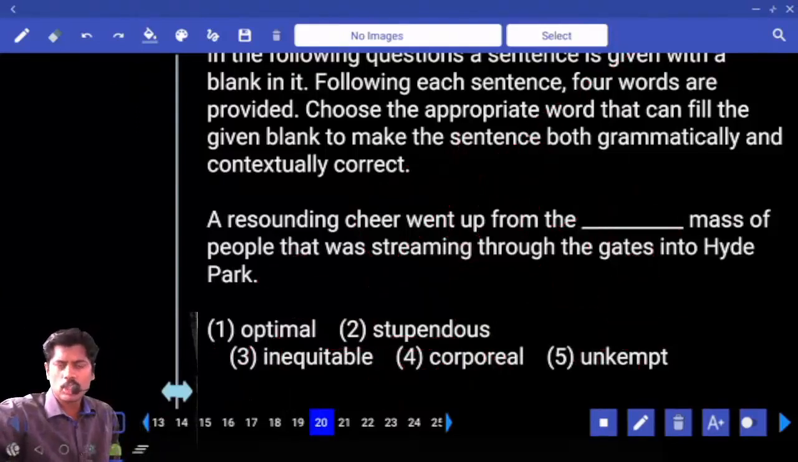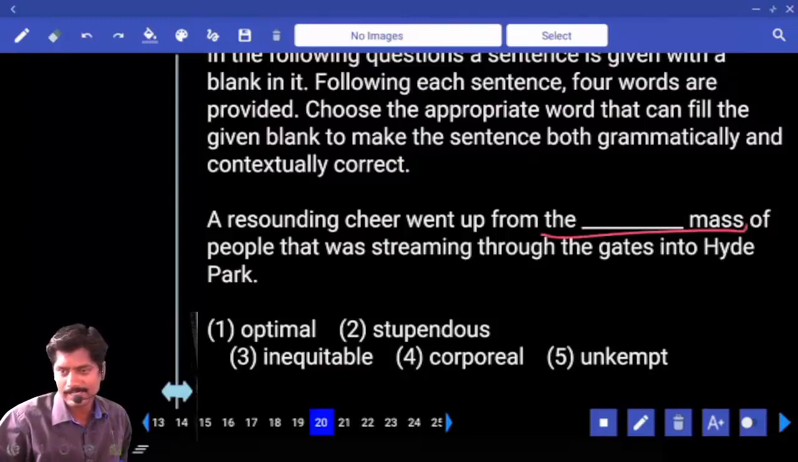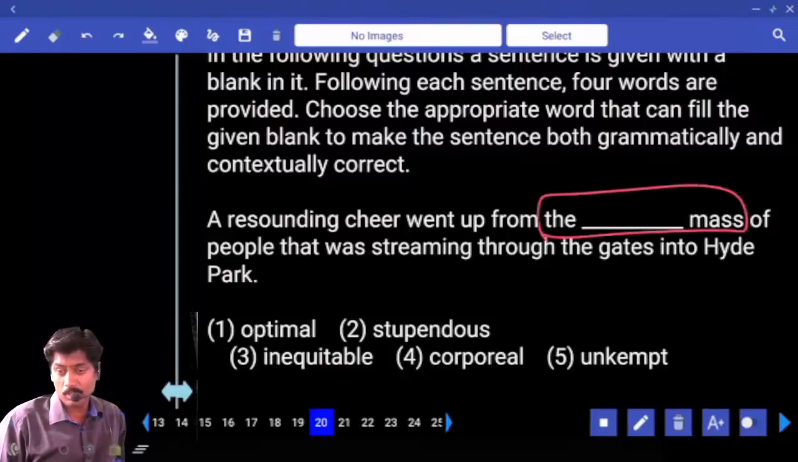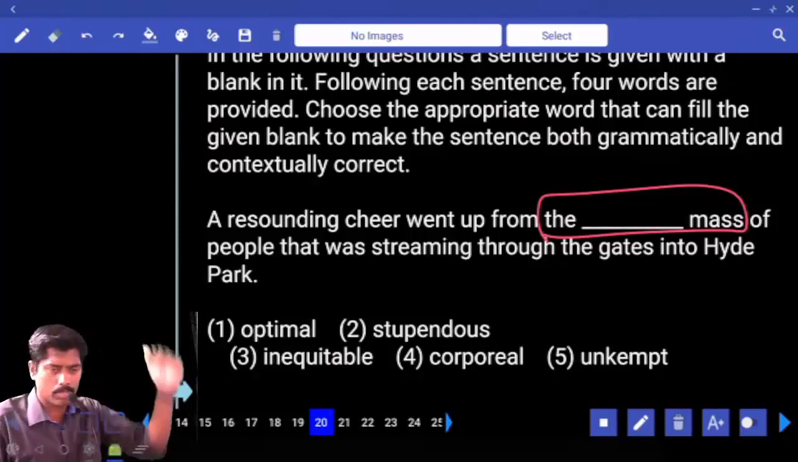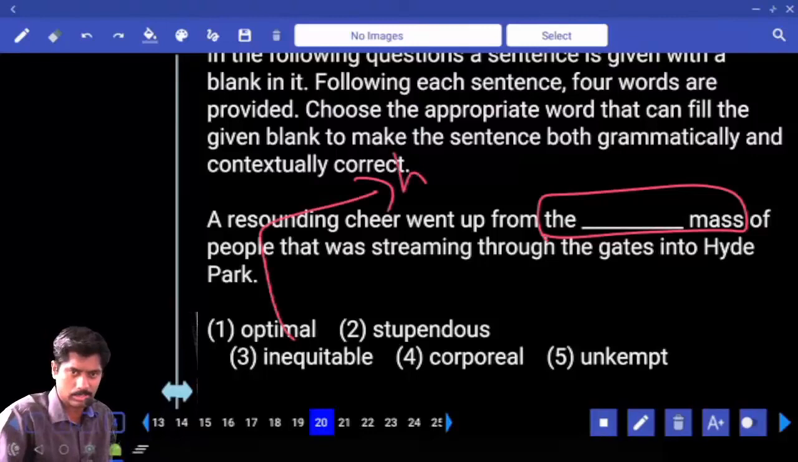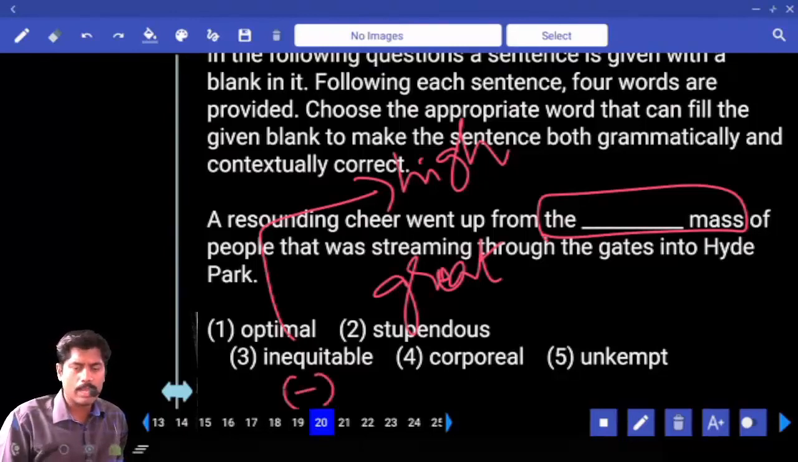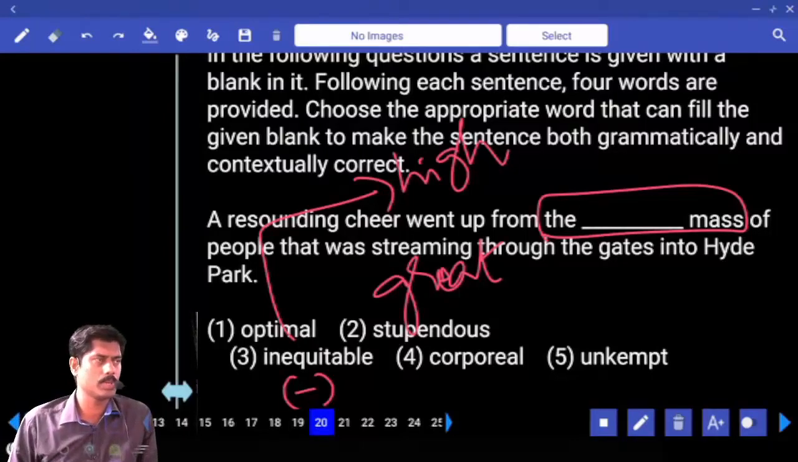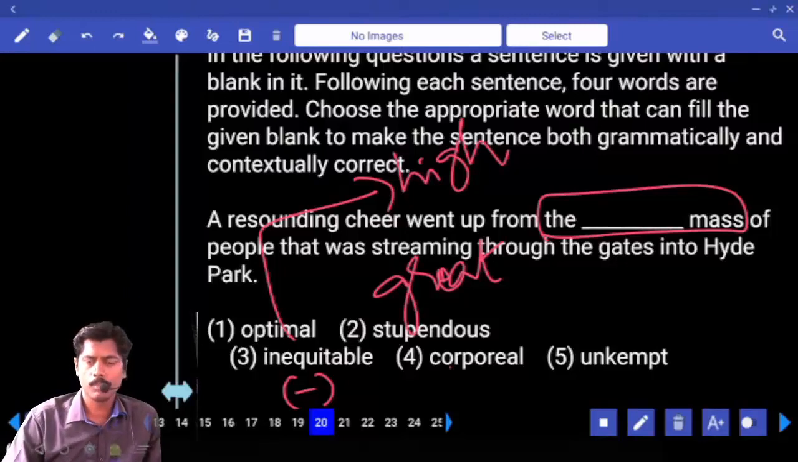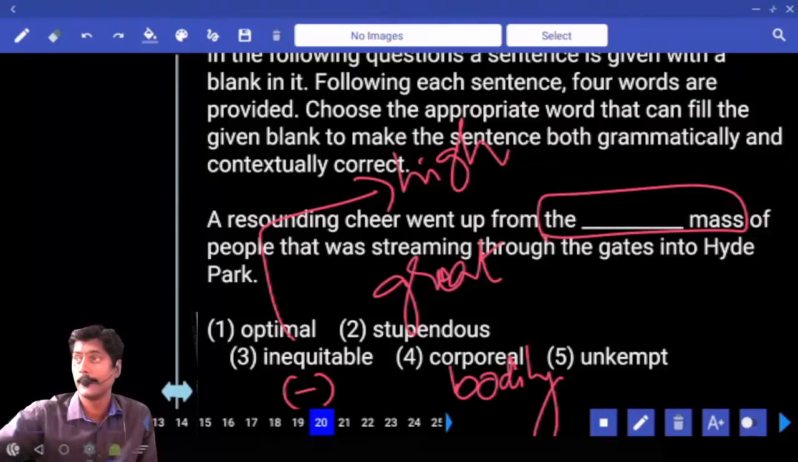A resounding cheer went up from the dash mass. Mass of people that was streaming through gates into Hyde Park. Optimal, the optimal mass, optimal means higher, highest. Stupendous means great, great mass of people. Inequitable, negative. And corporeal, yesterday it appeared. What is the meaning of corporeal? Corporeal means bodily related, earthly related, bodily.